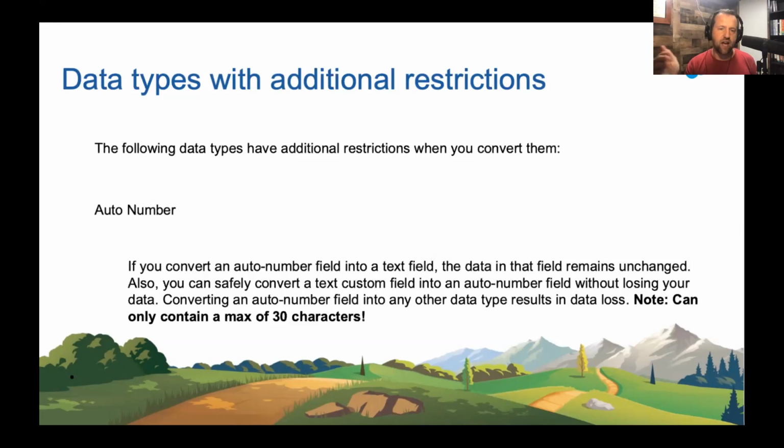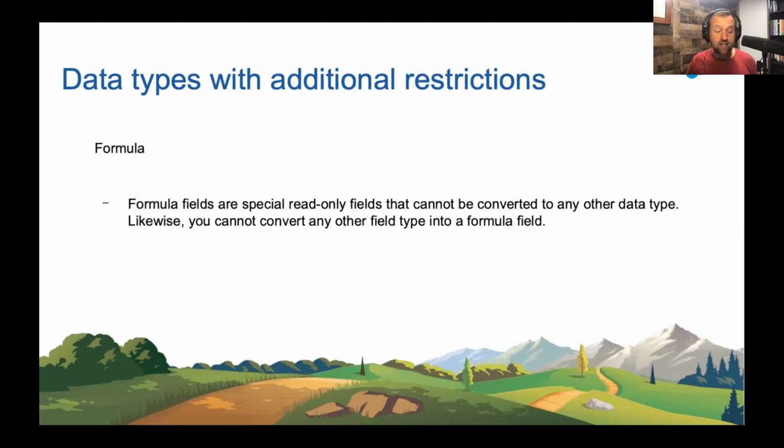And the other note is that it can only contain a max of 30 characters. So before converting a text custom field into an auto number field, you have to change any records that contain more than 30 characters in that field. For the data type of formula, formula fields are read-only fields that can't be converted to any other data type. And you can't convert any other field type into a formula field.